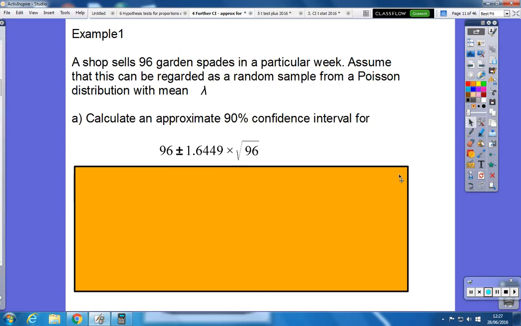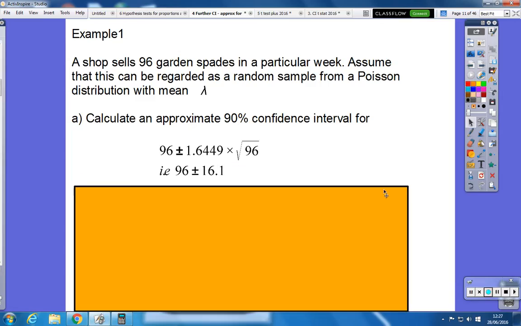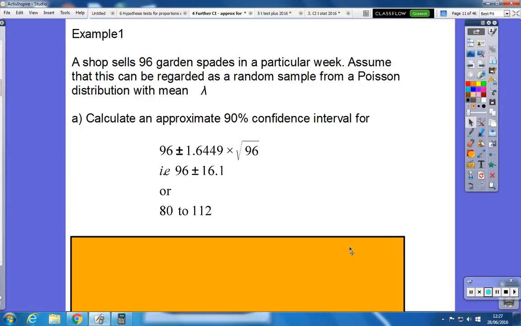Really reasonably straightforward. It's a 90% confidence interval, so you want 90 in the middle. You could do inverse normal on your calculator, and here's the answer. They like to see this little bit and then like to see the answer, so that's nice and easy.